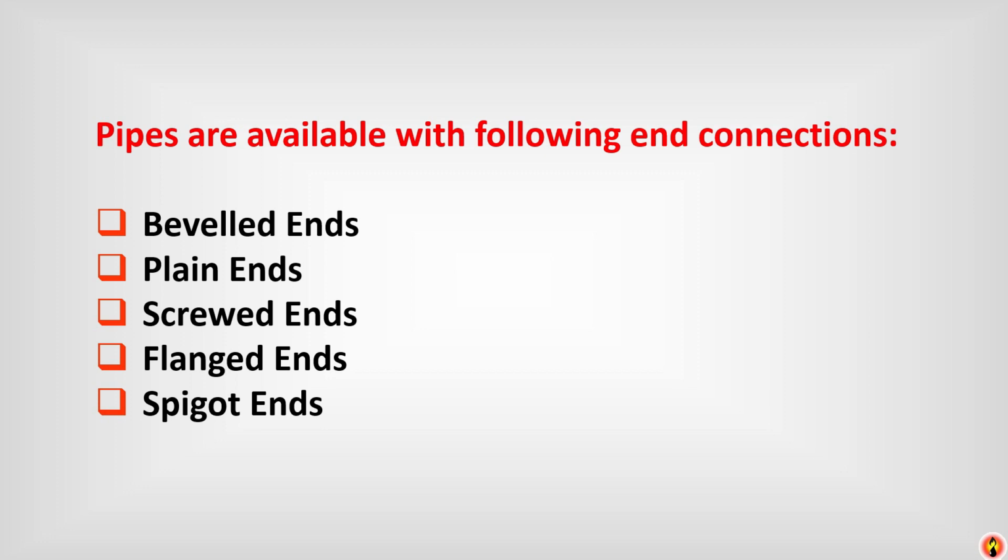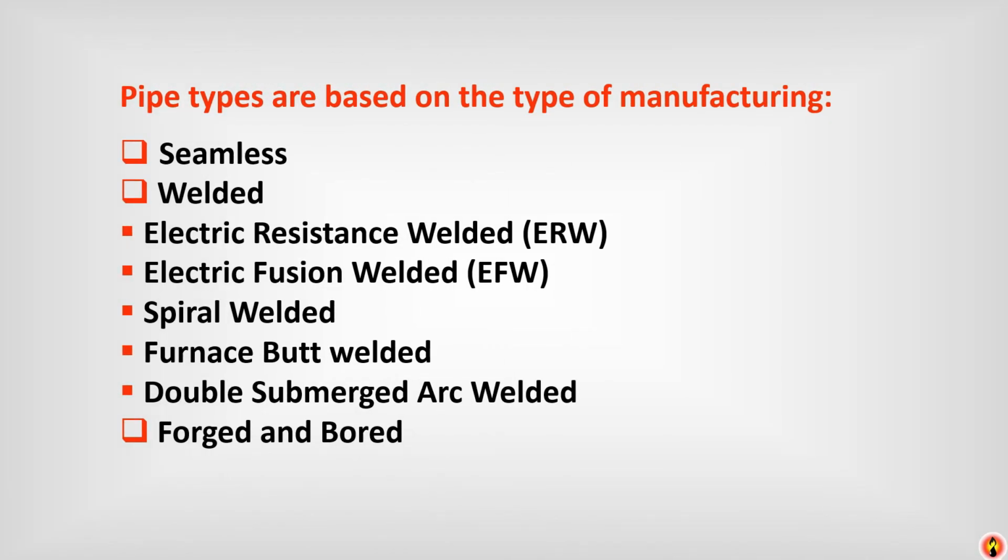Pipes are available with the following end connections: beveled ends, plain ends, screwed ends, flanged ends, spigot ends. Pipe types are based on the type of manufacturing: seamless, welded, electric resistance welded, electric fusion welded, spiral welded, furnace butt welded, double submerged arc welded, and forged and bored.